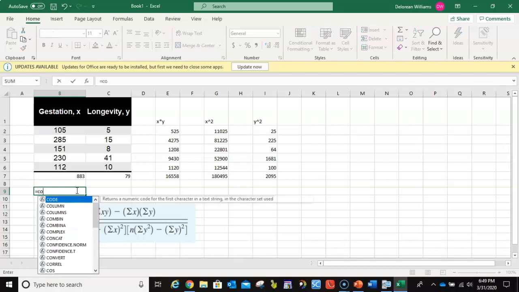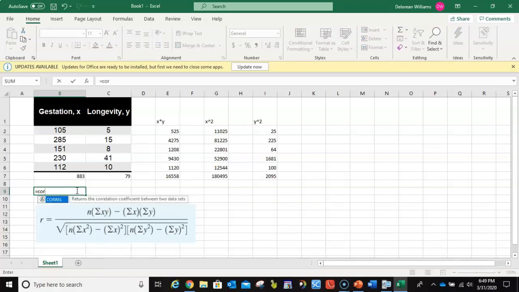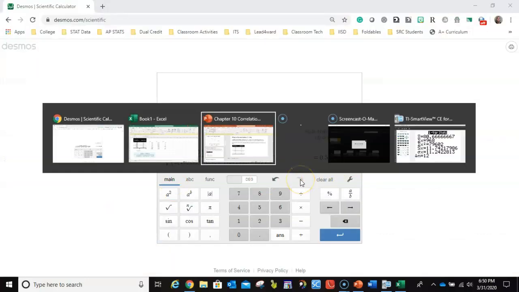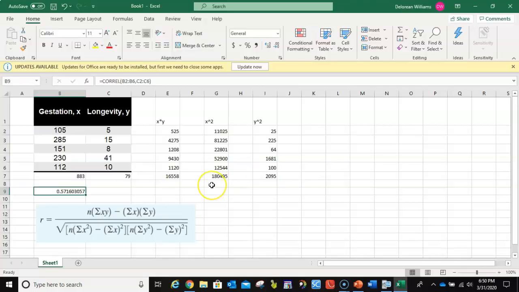So equals COR, and it only returns one function. So this f of x is a function, and this returns the correlation coefficient between two data sets. So if I hit tab, it's asking me for information. It says array 1. What's the first set of data? So I select all of the values from x, put a comma, and then it says, what's the second set of data? I select all values for y, close it, enter, and look at that. The same value we found during this process over here, and I'm pretty sure you're thinking, well, why did we spend 10 minutes going over that?